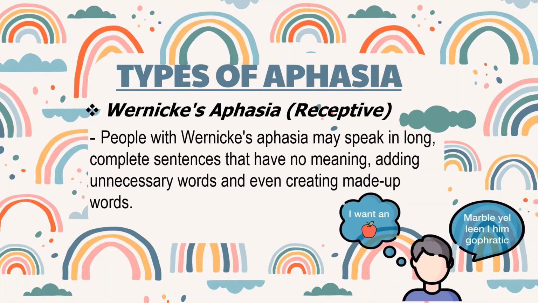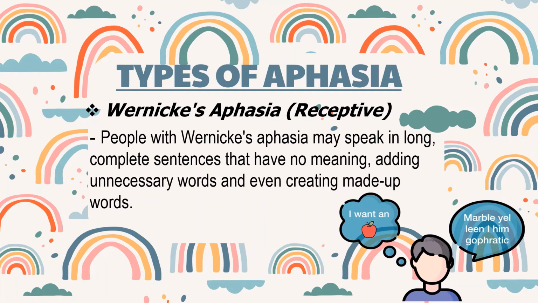Another type of aphasia is Wernicke's aphasia. People with Wernicke's aphasia may speak in long, complete sentences that have no meaning, adding unnecessary words and even creating made-up words. A person with Wernicke's aphasia may say, "You know that's muddled Pinkard and that I want to get him around and take care of him like you want before." See that the sentence is long and complete, but it has no meaning and you cannot understand what the person is trying to say.